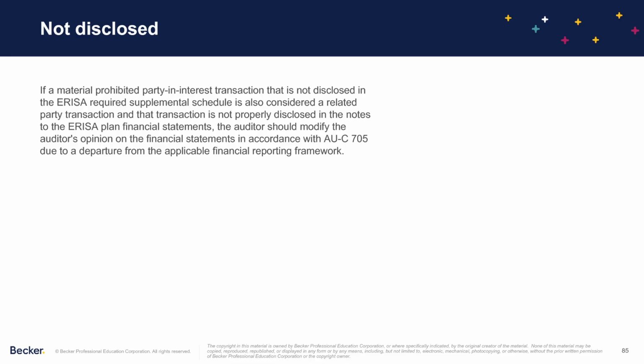They still have to follow the requirements for disclosures related to related parties. Then we're going to modify the opinion on the financial statements under AUC Section 705 because they did not follow GAAP. All right. So let's keep moving along here.